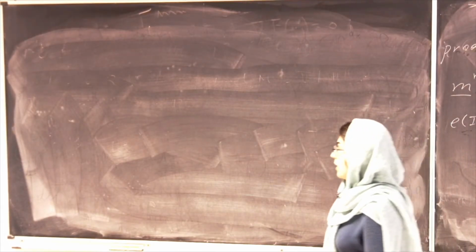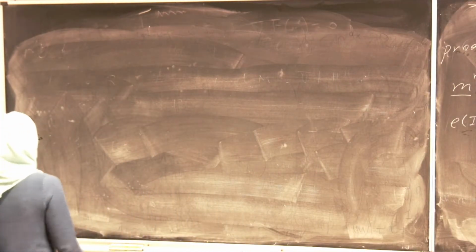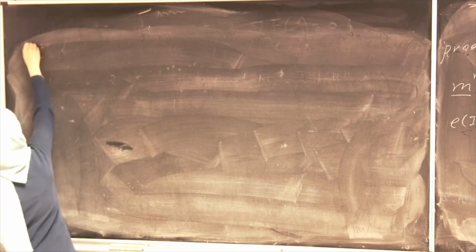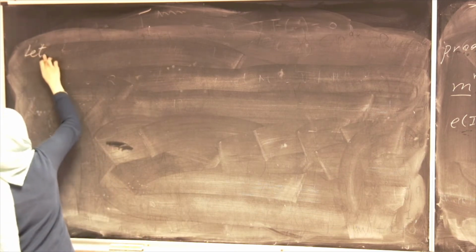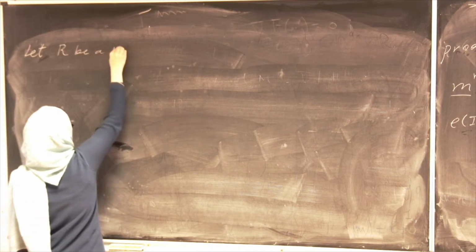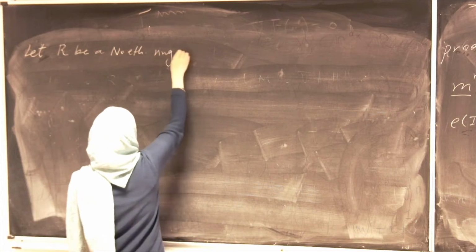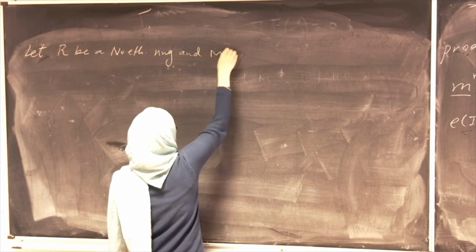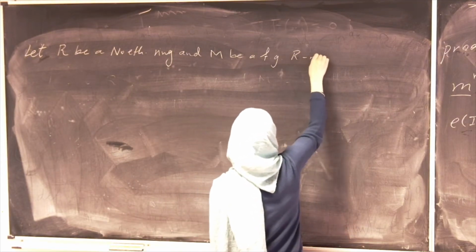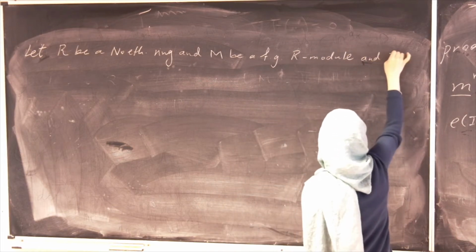So just to remind, for a module over a Noetherian ring, what is the Rees ring and what is the Rees module with respect to some ideal. So let R be a Noetherian ring, and M be a finitely generated R-module, and I be an ideal in R.